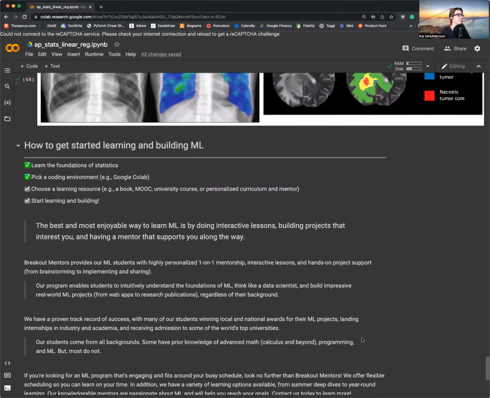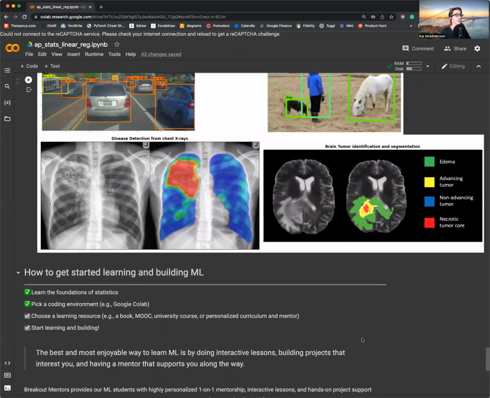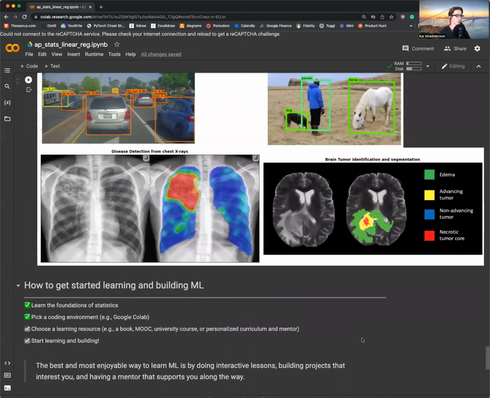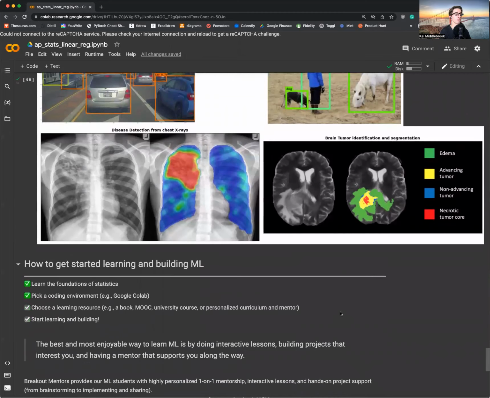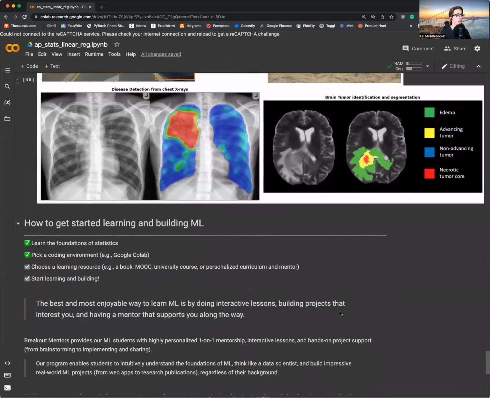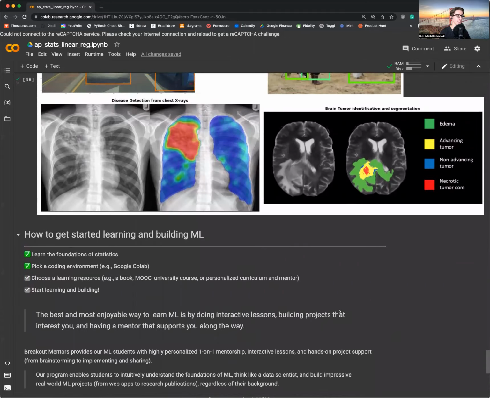Now that you've seen a few examples of machine learning and the powerful applications you can build with it, how would you get started learning machine learning and building machine learning apps? Well, there really are only 4 steps, and 2 of them you've already completed.